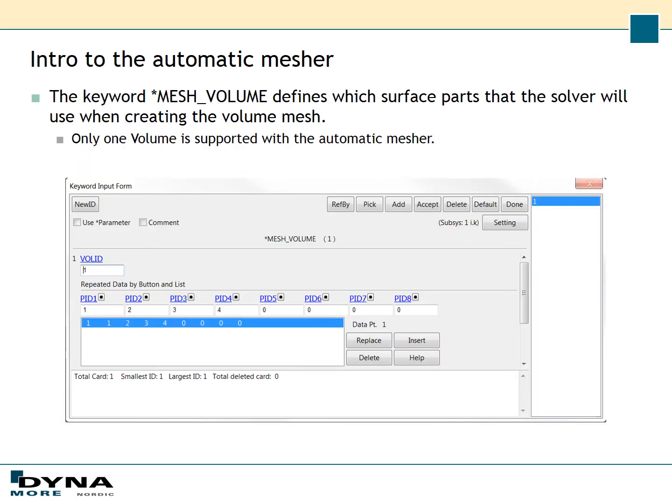The keyword *MESH_VOLUME defines which surface parts the solver will use when it's creating the volume mesh. Only one volume is supported with the automatic mesher. So with this keyword you select all the surrounding surface parts and then press insert and then accept. This will create a fluid volume between parts 1 to 4.